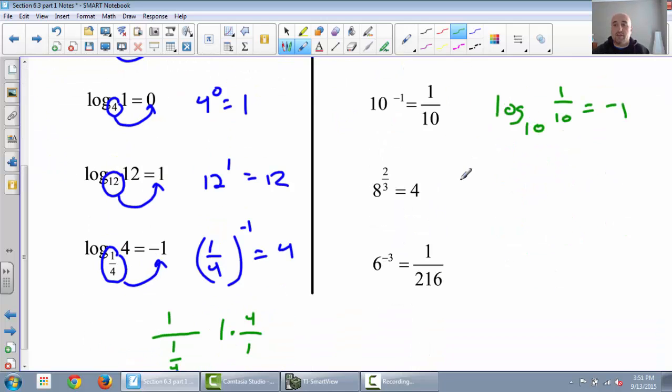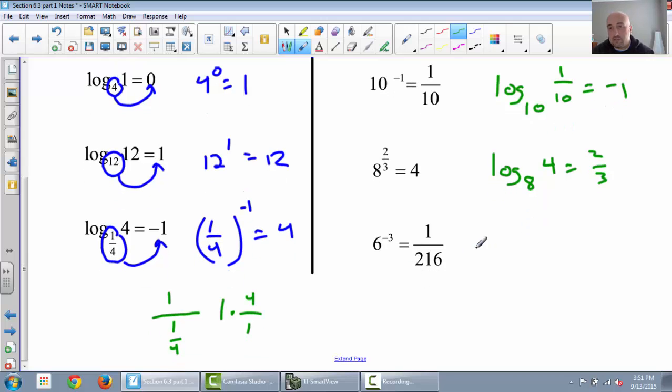All right, so next one, 8 to the 2/3 equals 4. So log, the base of my exponent is 8. That's the base of my log. The number after the equal sign is the number that goes next to my log, and after the equal sign is the exponent, so 2/3. Okay, and if you type this in on your calculator, 8 to the 2/3, it would be equal to 4.